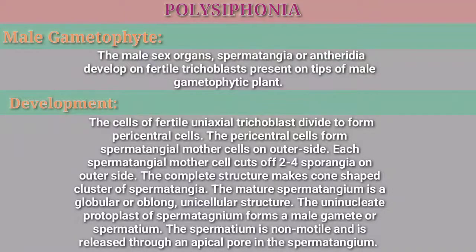The complete structure makes a cone-shaped cluster of spermatangia. The mature spermatangium is a globular or oblong, unicellular structure. The uninucleate protoplast of the spermatangium forms a male gamete or spermatium. The spermatium is non-motile and is released through an apical pore in the spermatangium.